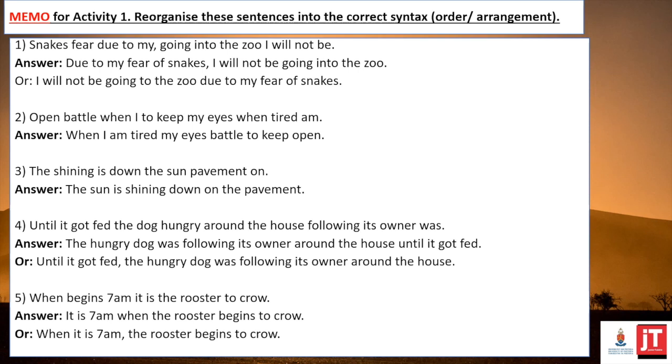Number 5, when begins 7 a.m.? It is the rooster to crow. Answer, it is 7 a.m. when the rooster begins to crow. Or, when it is 7 a.m., the rooster begins to crow.